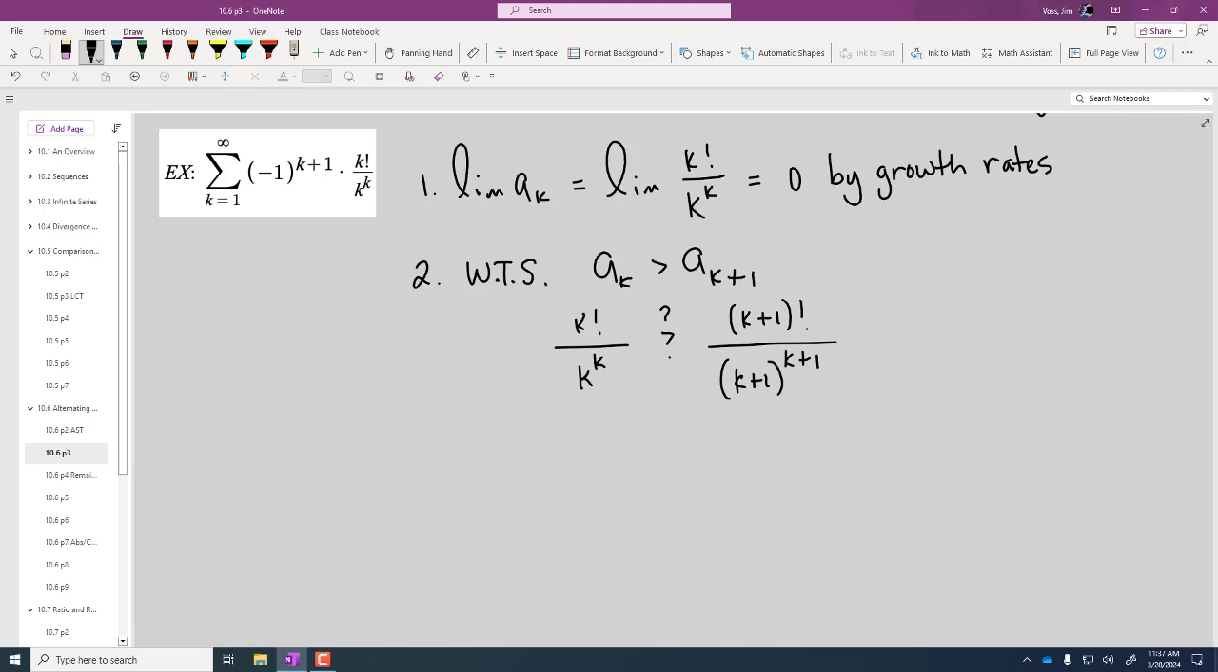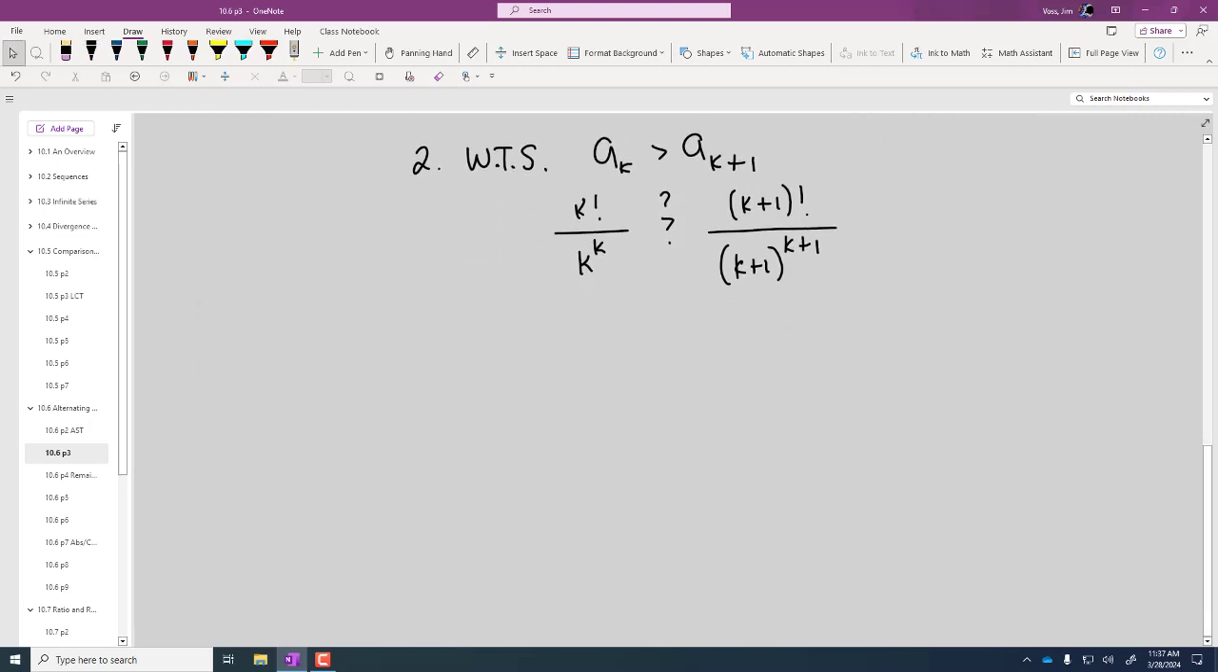Okay, so first, let's try to peel some stuff apart. And by that, here's what I mean. We can expand a little bit here on the right-hand side. K plus 1 factorial is the same thing as k plus 1 multiplied by k factorial. And if you have 6 factorial, that's the same thing as 6 times 5 factorial. Okay, everybody okay with that?